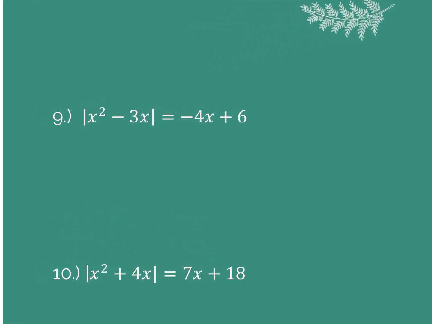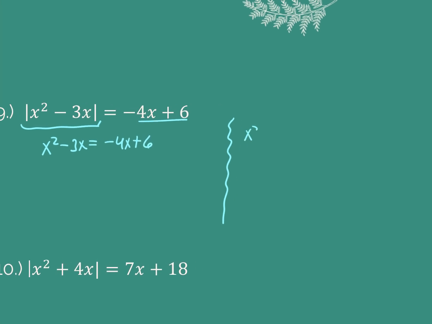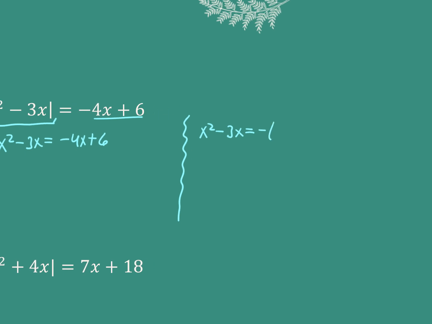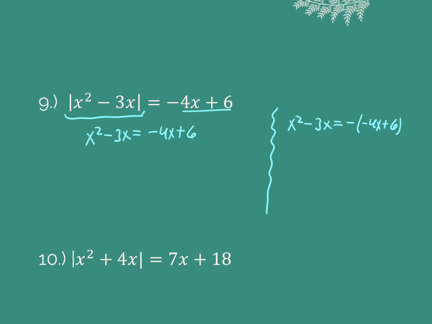It looks like with this one, I have my absolute value bars already isolated, and it's already equal to something, right? So I can immediately split it up and set up my two equations. I'm going to have x squared minus 3x equals the original, so negative 4x plus 6. And then I'm going to set x squared minus 3x equal to the opposite of the original, so negative 4x plus 6. Keep in mind the entire thing has to change sign, so I'm going to put negative around parentheses, right? And I'm going to solve the left-hand side first.